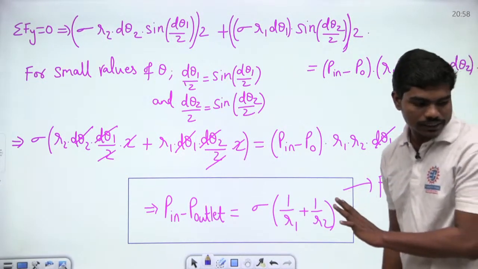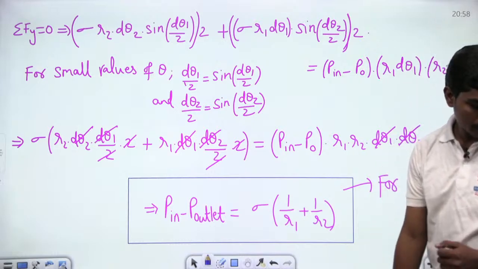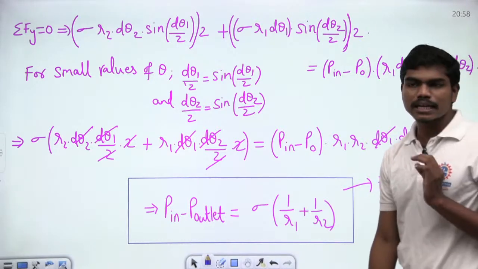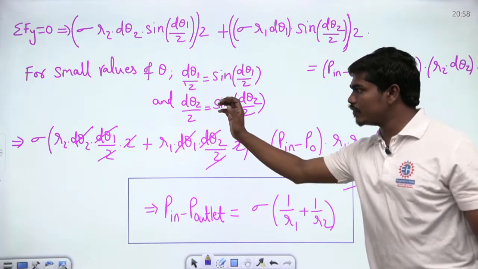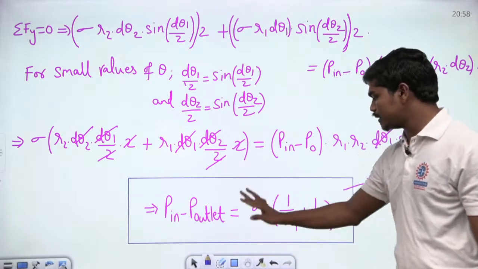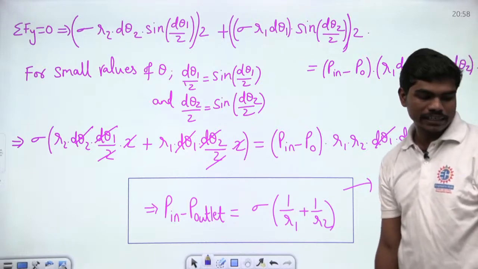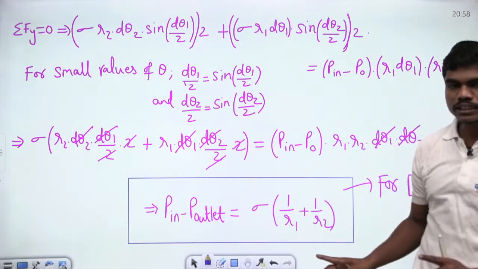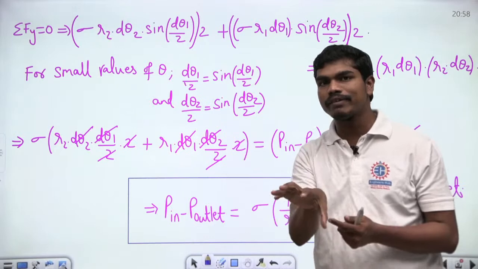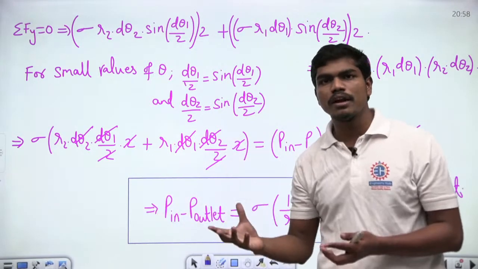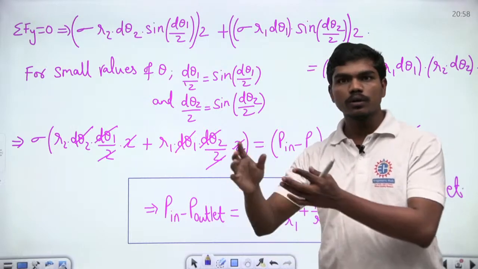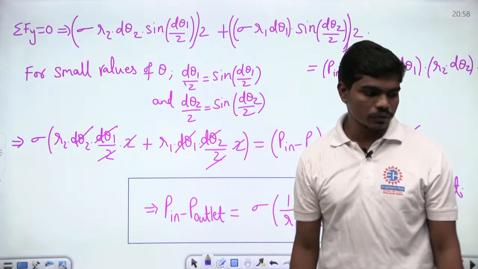So are you all clear till this point? This is a big derivation. It appears to be big. It takes some time, but it's really a very nice thing that we can remember this formula, sigma times 1 by R1 plus 1 by R2. Now, based on this, we will see what the pressure differences are inside a liquid droplet, inside a soap bubble or some liquid film bubble, and also in a liquid jet. Is that clear to all of you?